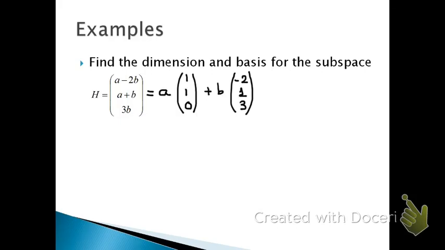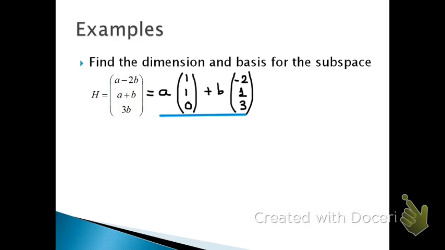I've taken this subspace and now written it in parametric form. So the two vectors (1, 1, 0) and (-2, 1, 3) span the subspace H, right? Because it's just all possible linear combinations of those two vectors. To make sure that it's a basis for the subspace, we also need to know that they are linearly independent. And we have that immediately, right?